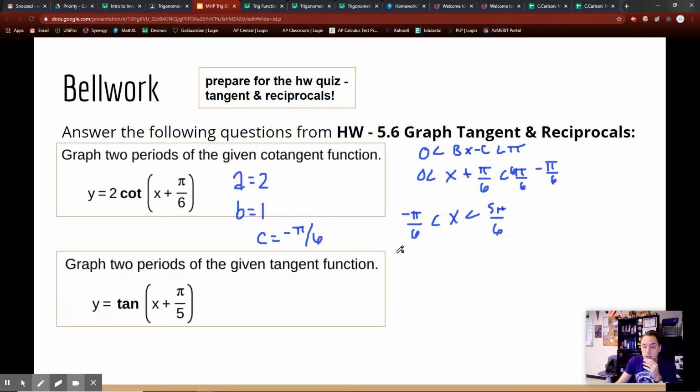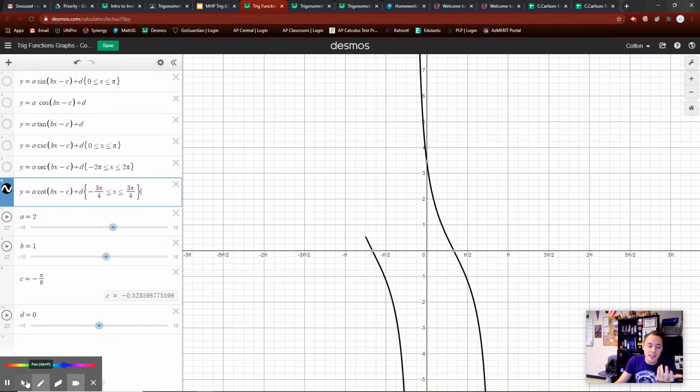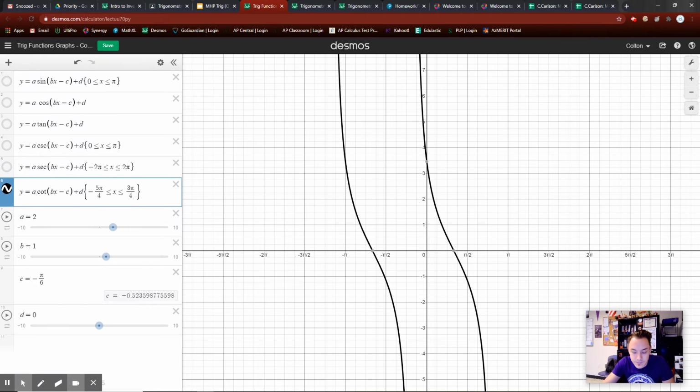Okay? So let's do that. Let's just, you know what, just for kicks and giggles, because this is going to be a short lesson, might as well. So negative pi over 6 to 5 pi over 6. Let's just do that instead of just guessing and checking. Negative 5 pi over 6, 5 pi over 6.